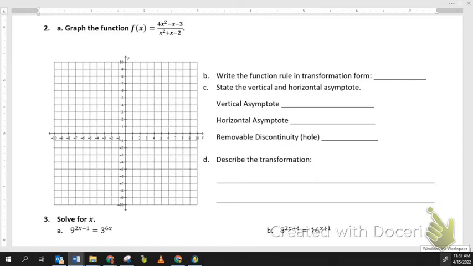What's the first thing you notice about the numerator and the denominator here? Needs to be factored. So we're going to factor this guy. Is there a GCF here? No GCF. And we need to factor the denominator. Does this one have a GCF? Nope. No GCFs on either one of those.